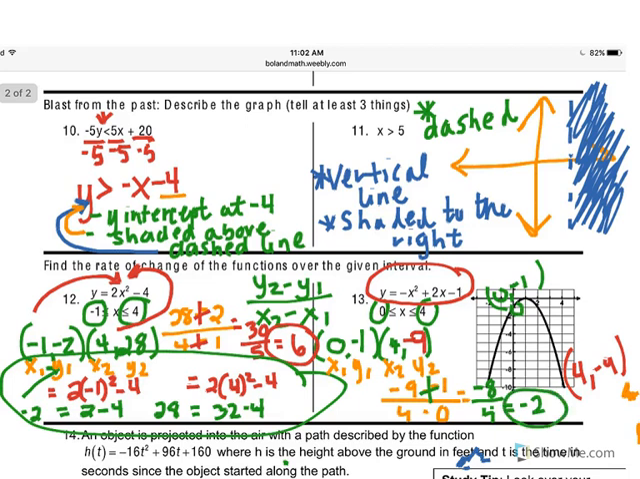And that's just telling us that from 0 to 4, so this part of the graph, the average rate of change, that means on average, average rate of change would be -2.